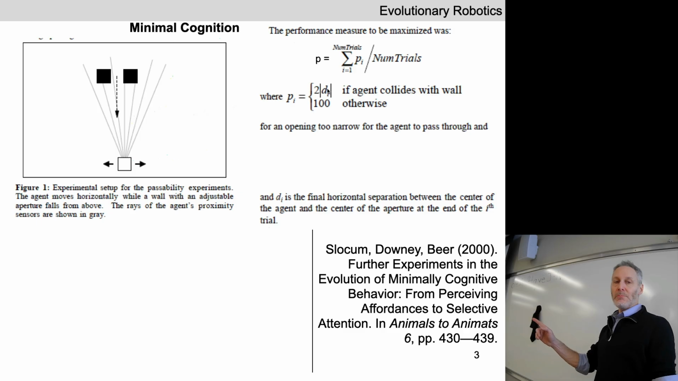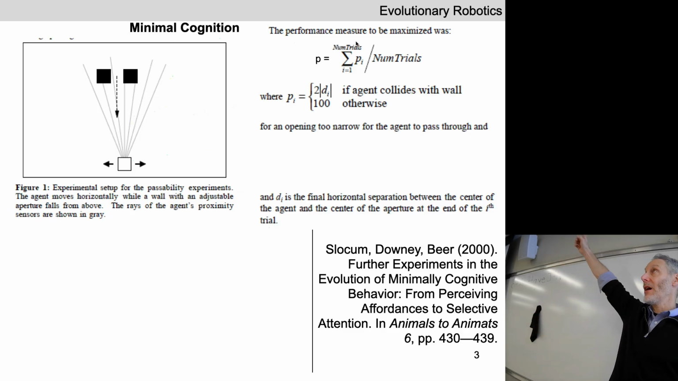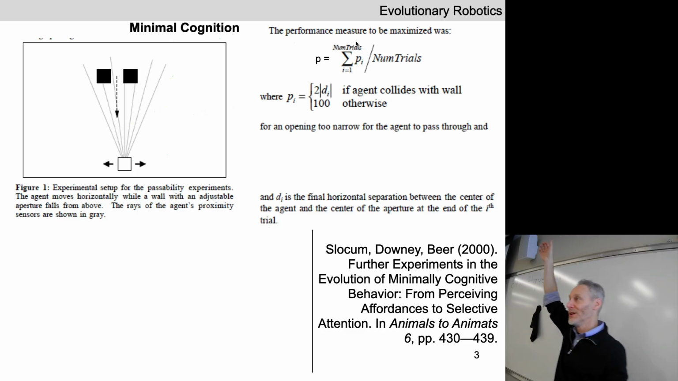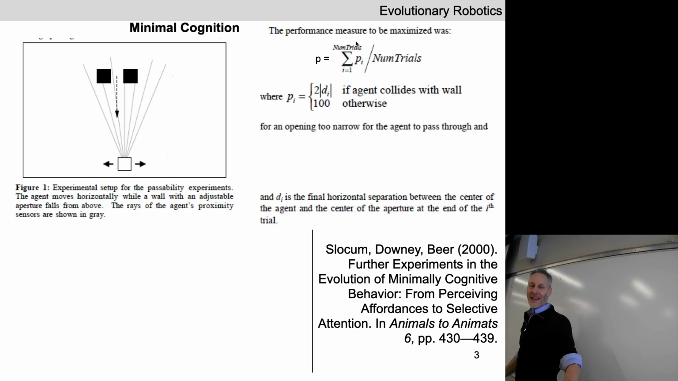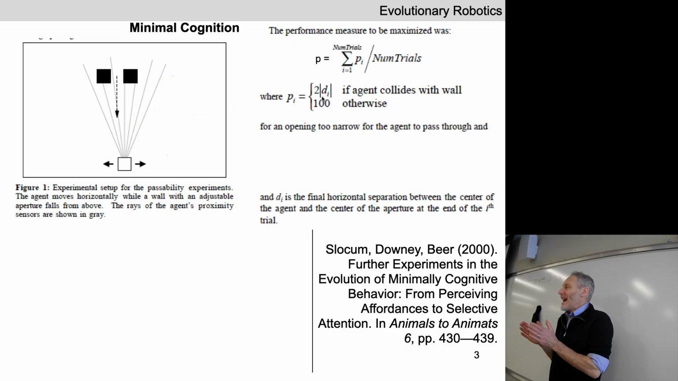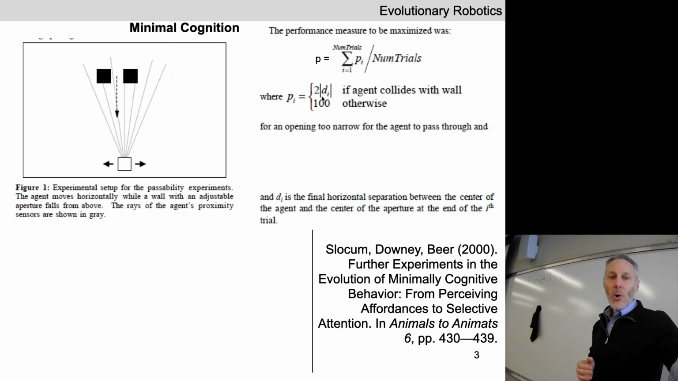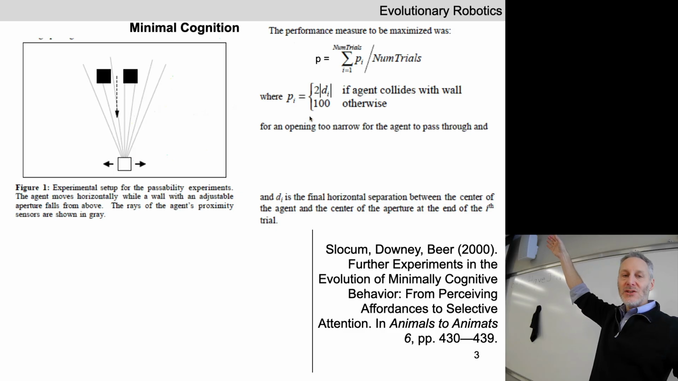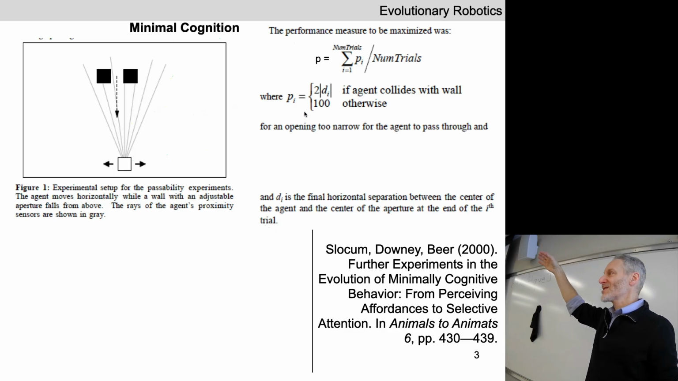Not necessarily not move. D sub I is the final horizontal distance. So we might drop the pair of objects above and to the right of the robot, and the worst thing it could do is get right underneath and get hit such that D sub I is 0. It's exactly right underneath the object pair. That's the worst possible thing we can do. So when the gap is too narrow, this term is selecting for running away. Everybody see that?